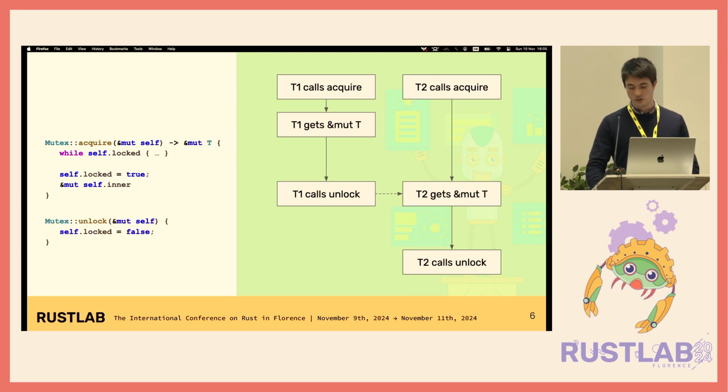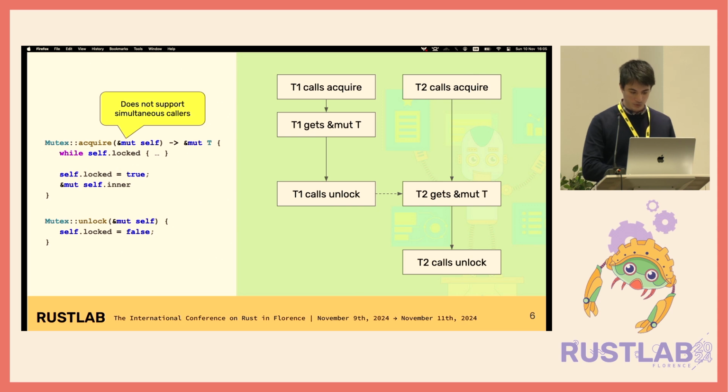And then obviously we also need an unlock method, which is going to be called when you're done accessing the resource. And in this case, we just say, OK, the mutex is free, so the next one can access it. So obviously, there are multiple problems with this approach.